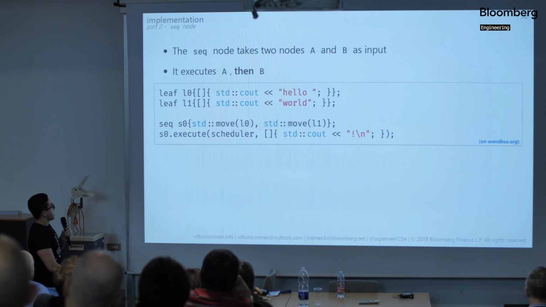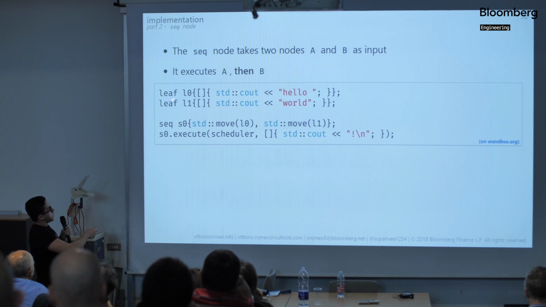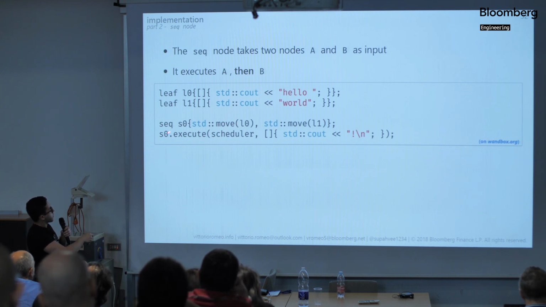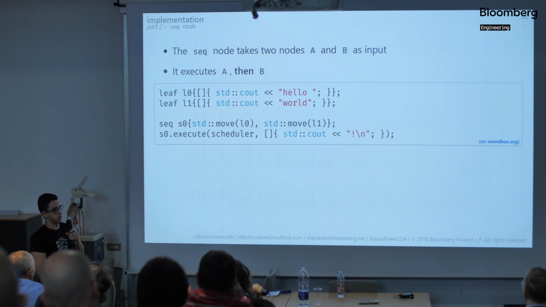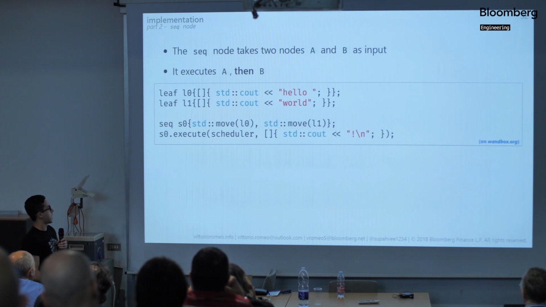So in this case, imagine we have two leaves, hello and world, and then we create a sequential node by moving the first leaf in and the second leaf in. Then we call execute with our scheduler, and then we have a continuation that prints out an exclamation mark. And this will just sequentially execute hello, world, and an exclamation mark. And it will print out what you expect.